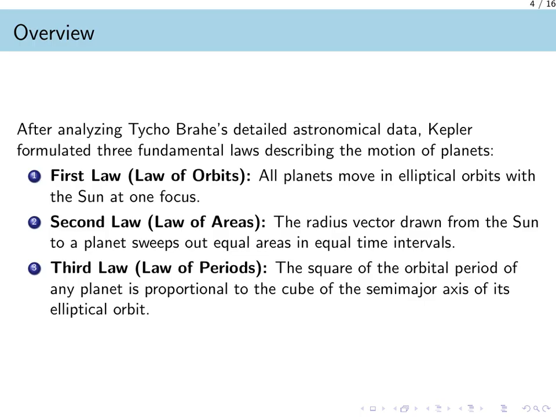Finally, the third law is the law of periods. It provides a precise mathematical link between a planet's orbital period, which is the time it takes to complete one orbit, and the size of its orbit. The law states that the square of the period is directly proportional to the cube of the semi-major axis of its orbit. Together, these 3 laws form the foundation of our understanding of celestial mechanics.